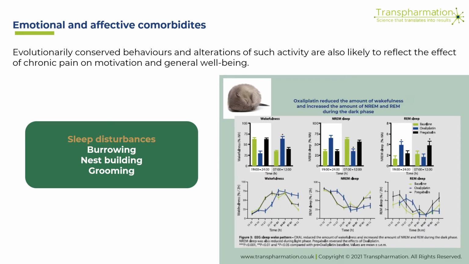We can assess sleep disturbances using EEG sleep-wake patterns. In a model of chemotherapy-induced neuropathic pain, we observed disruption of the sleep-wake cycle with an increase in the amount of sleep time during the dark phase, the active phase of the animals. And treating the animals with pregabalin was able to reverse the effects of chemotherapy on the sleep pattern.